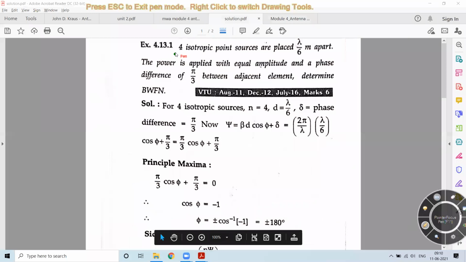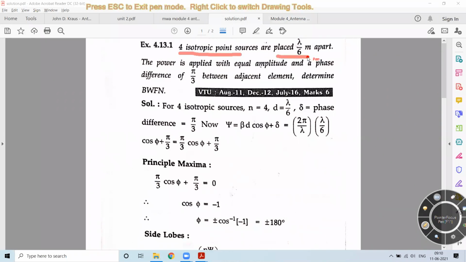Here we can see that the same problem which we were discussing yesterday is given over here. We have four isotropic point sources which are placed lambda by 2 meter apart. The power is applied with equal amplitude and a phase difference of pi by 3 between the adjacent elements. Determine the beam width between first nulls. So what parameters are given? He specifies that there are four isotropic point sources, so n is equal to 4, and the distance between two adjacent sources is lambda by 6, and delta, which is the phase difference, is given as pi by 3.